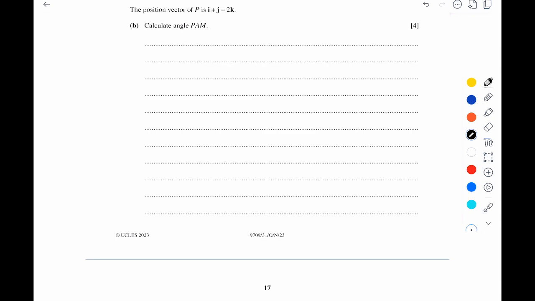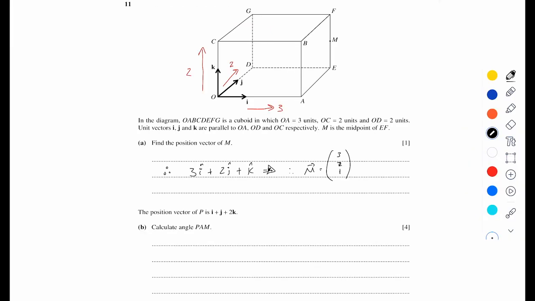Next, for B, it tells us that the position vector of P is equal to 1I plus 1J plus 2K, and that we need to calculate angle PAM. So basically, P lies somewhere in the middle of the cuboid and connects to A and M somehow, and we need to find the angle at the A part of that, as A lies in between P and M. In other words, we need to find the angle between AM and AP.